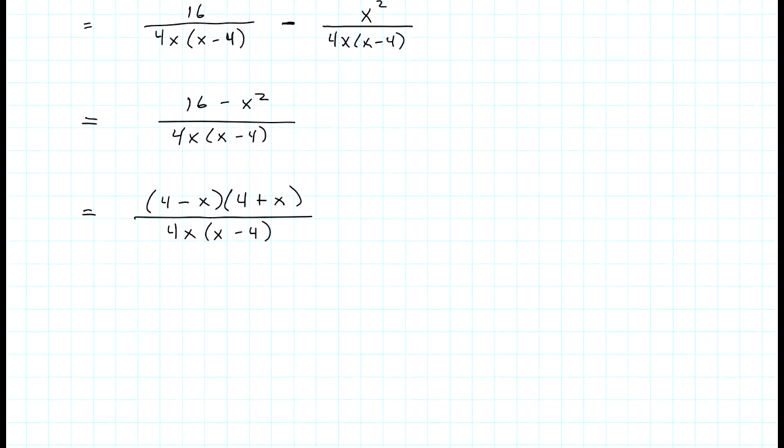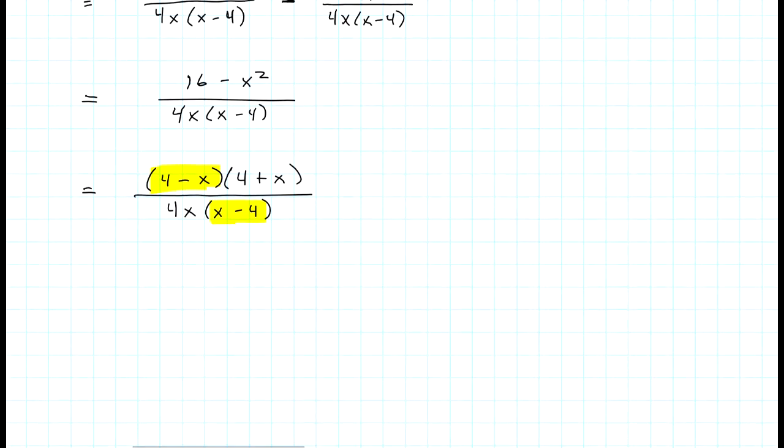Now we look and notice that the 4 minus x and the x minus 4 are the same, but opposite orders. So I want to flip one of them. I'll flip the top one to make that a minus parentheses x minus 4. So I can switch the order and put a negative in front. If you skipped the lecture video, I went into detail on why that is and how we can do that. So make sure you've watched that video if you haven't already.